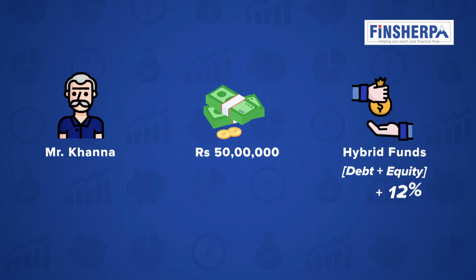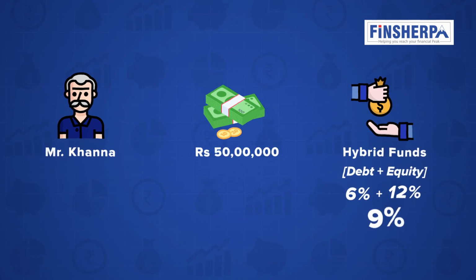On a 50 lakh investment, let's say he put it in a hybrid fund, which has 50% equity and 50% debt. The equity component over the long term would generate about 12%. The debt will generate about 6%, say as an example. The weighted average of both of these would give him a 9% return. Much, much higher than what he would get in the bank.